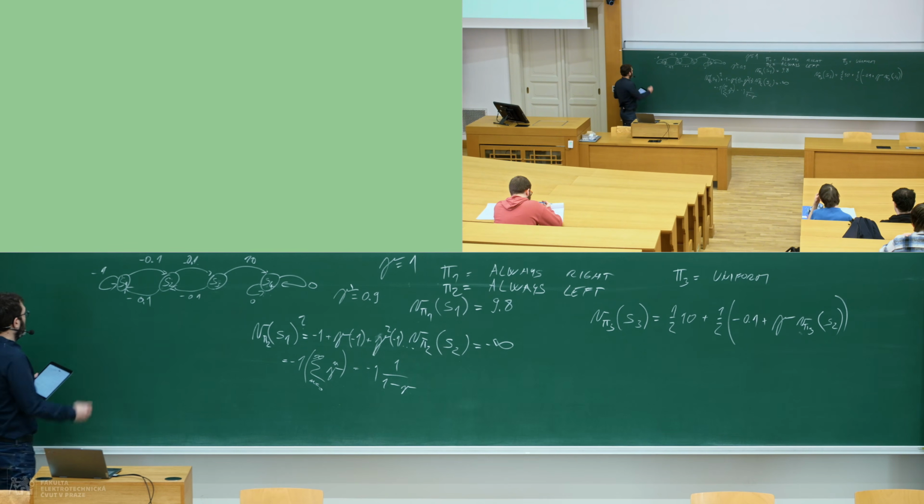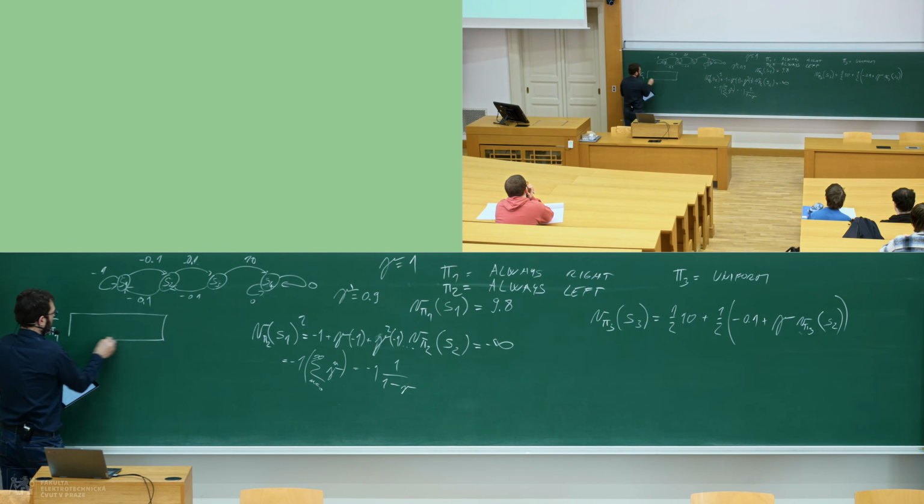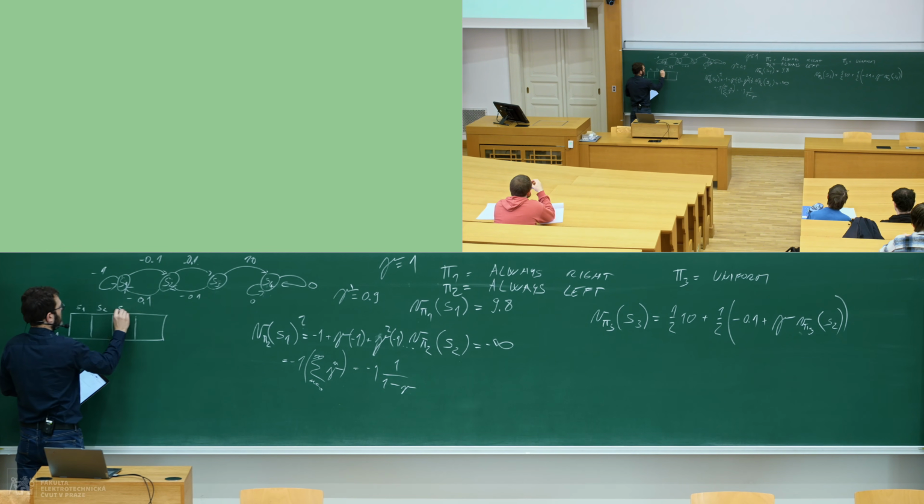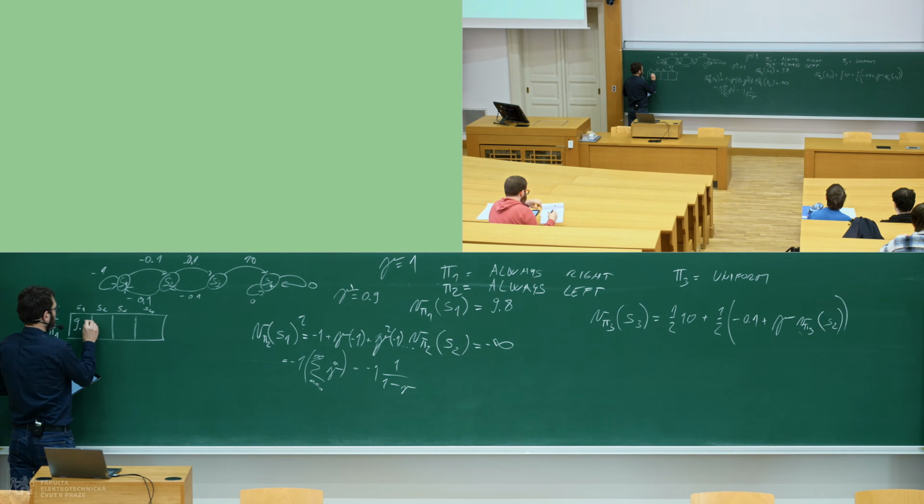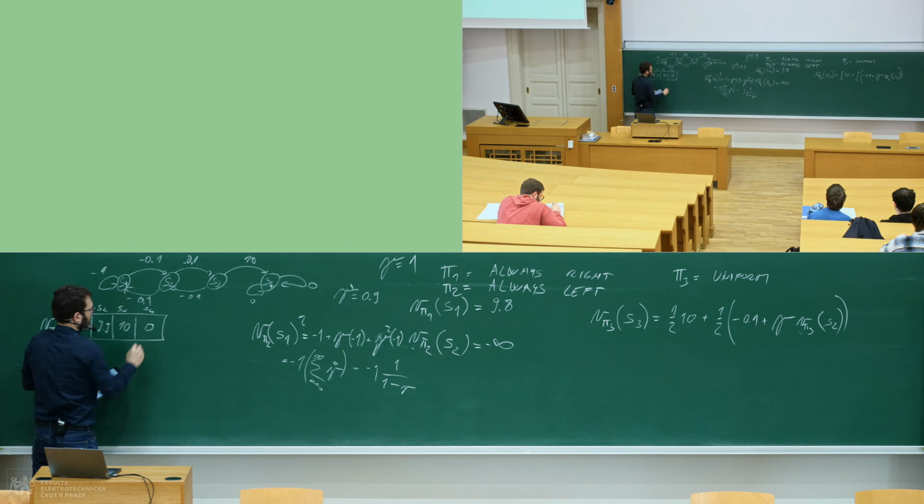So the value function for pi1 would often be an array where it's indexed by the states S1, S2, S3, S4, and you put in the values. So here it will be 9.8, 9.9, 10, and 0.